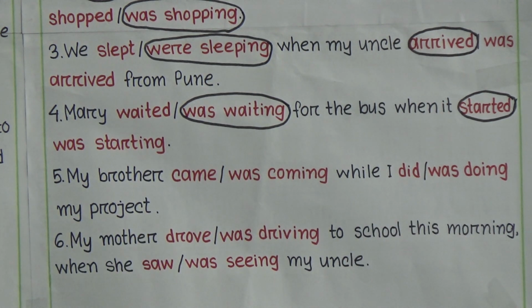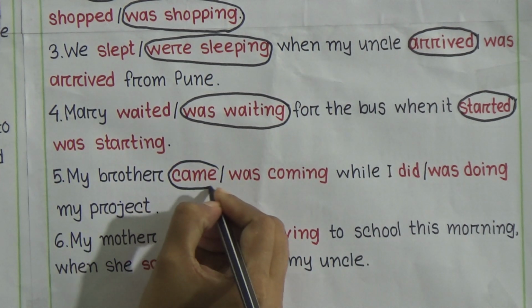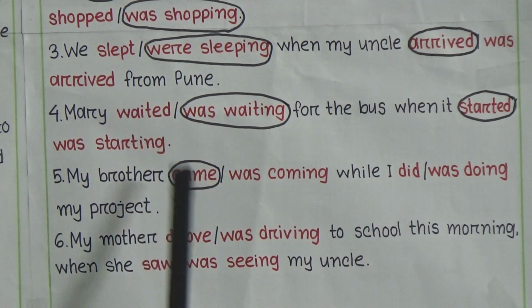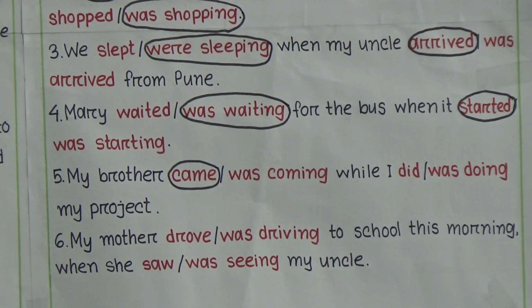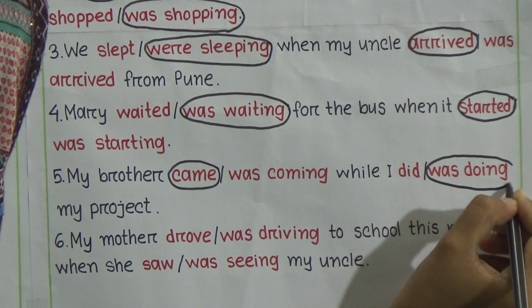It will be a correct sentence because the work of my project was ongoing. So it will be past continuous tense. And my brother already came. It is a completed work. So we have to make a circle here. My brother came. My brother came while I was doing my project. So here we have to make a circle.